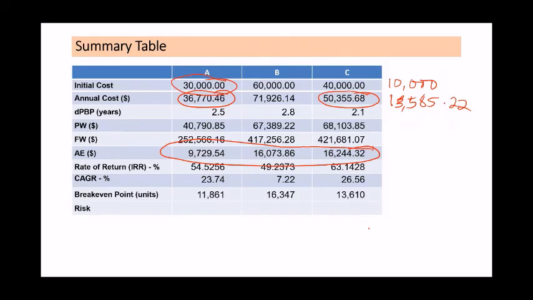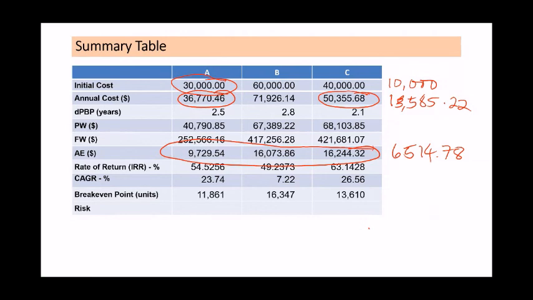What is the benefit here of C over A? How much is the difference when it comes to AE? Remember, what is AE? That is annual equivalent, or the equivalent annual profit of the project. Okay, what's the difference between C and A? We have 16,244 minus 6,514.78. Okay, so Ali is correct.